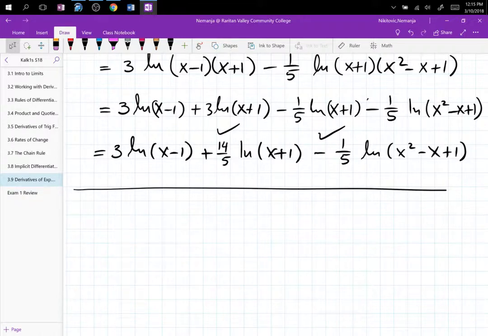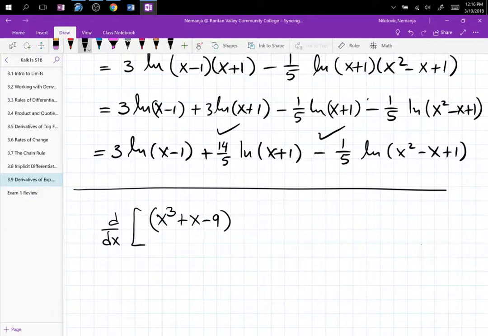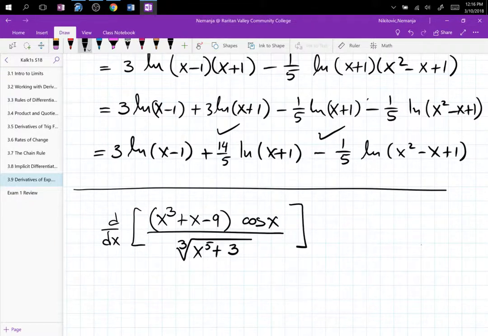Now let's consider a problem. Say you want to take the derivative of, I don't know, x cubed plus x minus 9, everything times cosine x divided by the cube root of x to the 5 plus 3. Oh, x cubed, sorry, to the 6th power. That's what I wanted. Sounds good?